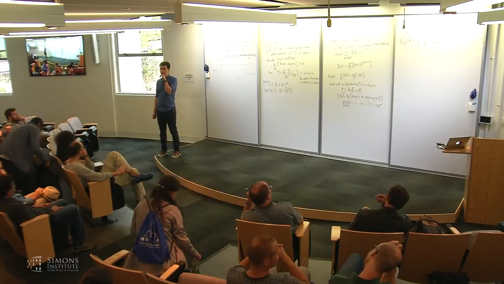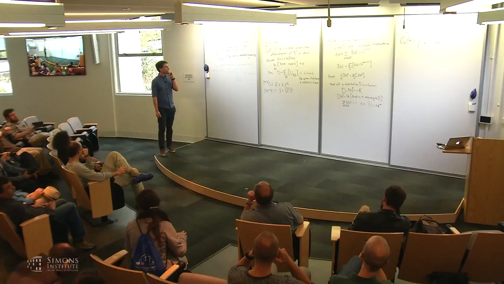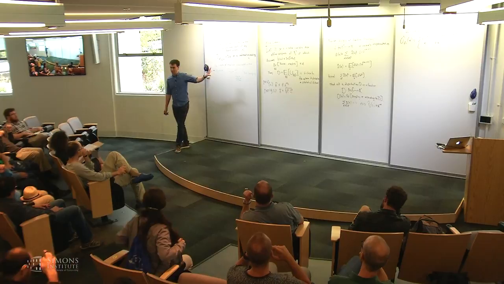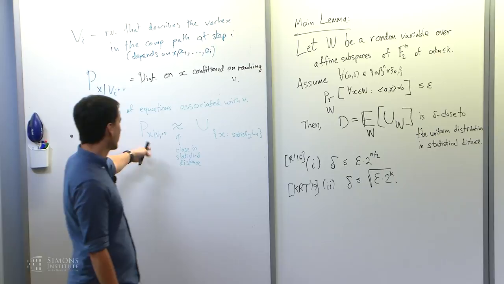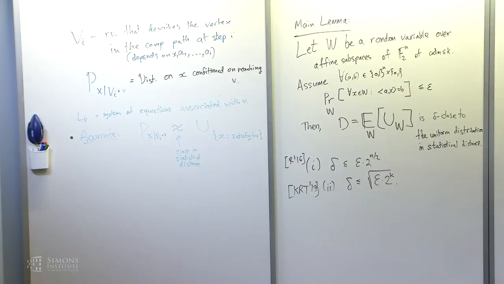Right, so before the break, I mentioned this main lemma. I'm rewriting it now in slightly different form. Now we have more memory, so we can learn. So this just recalls some of the following definitions. What do we mean by accurate? And in case you want to look at that. But let's focus now on the main lemma.